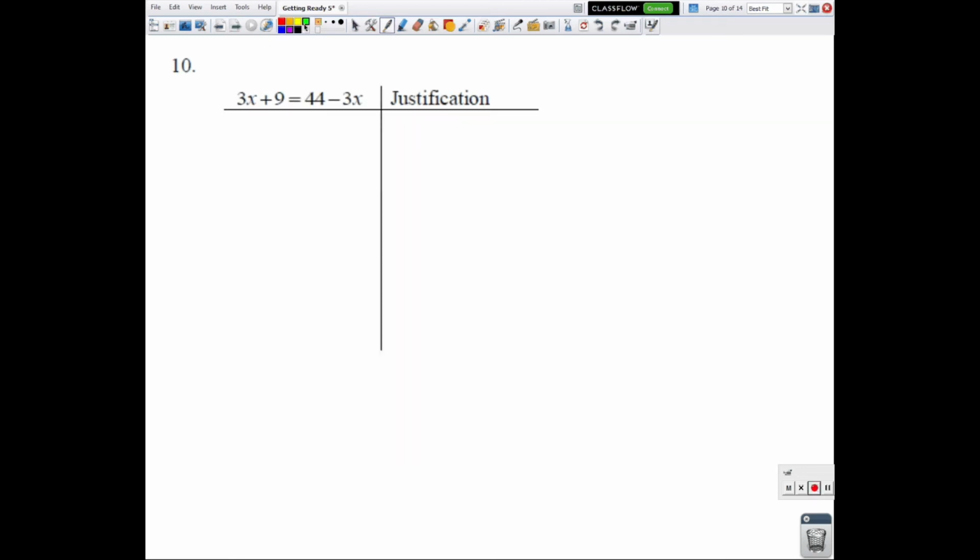Last one of these, we're back to having x variables on both sides. We have positive 3x and negative 3x. The smaller value then is the negative 3x. To get rid of negative 3x, we would add it to both sides. Add 3x on the left and the right. It cancels from the right. On the left side, we have 6x plus 9 equals 44. That is your addition property of equality.